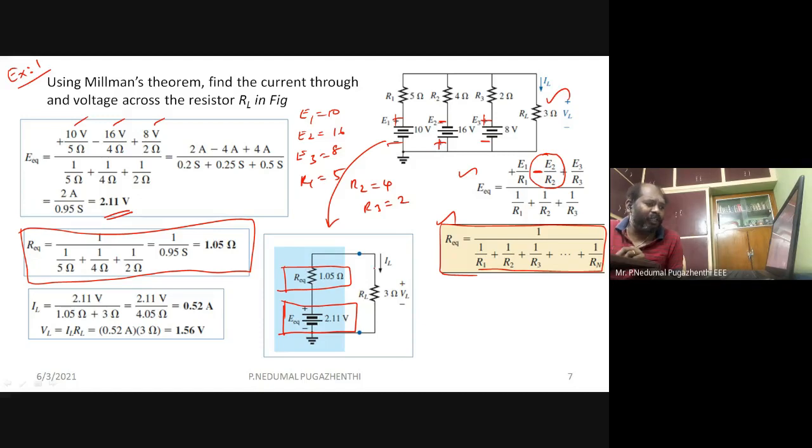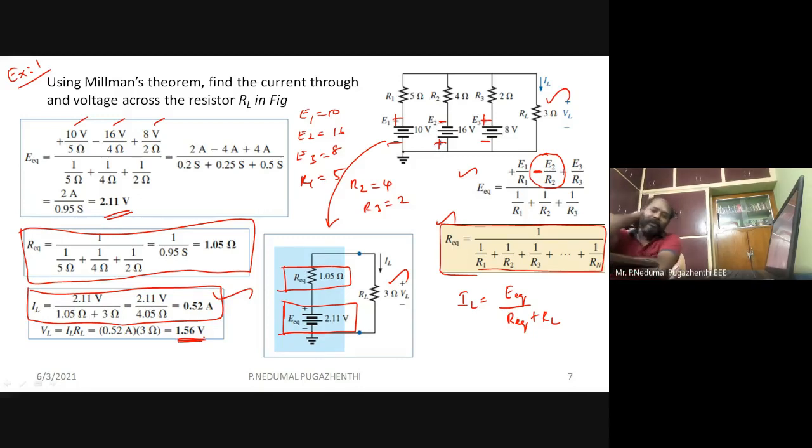Now I am interested in finding out the current IL passing through this 3 ohm resistor. So what is the formula here? The total current is equal to total voltage, which is E equivalent, divided by the total resistance, R equivalent plus RL. So I will get 2.11 divided by the total resistance 1.05 plus 3. So 2.11 divided by 4.05 will give you 0.52 amperes. So that is my current. That current into 3 ohms will give me my voltage, 1.56 volt. Is that clear?